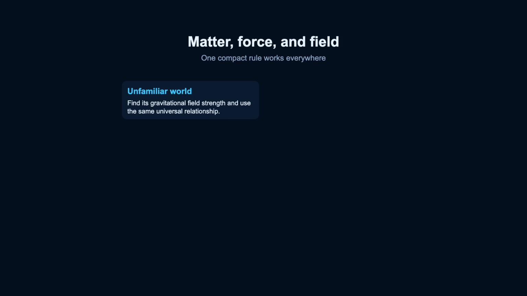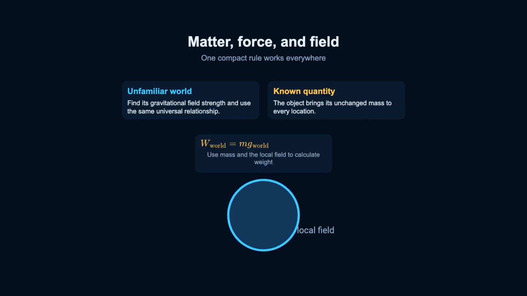Next time you meet an unfamiliar world with its own gravitational field strength, you now have the compact rule to work out how heavy anything would feel there, using nothing but its mass.